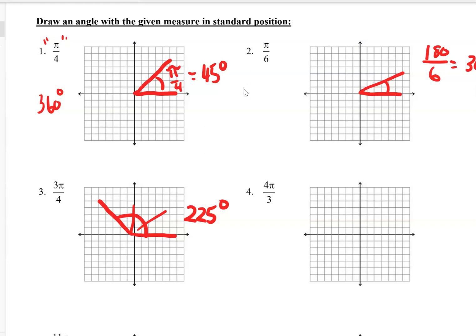4 pi over 3. Let's see. So pi over 3 would be 1/3 of the way across our semicircle. So 3 pi over 3 would be 180 degrees, or all the way across our semicircle. And then we would go another 1/3 of the way, 60 more degrees, or a total of 240 degrees.